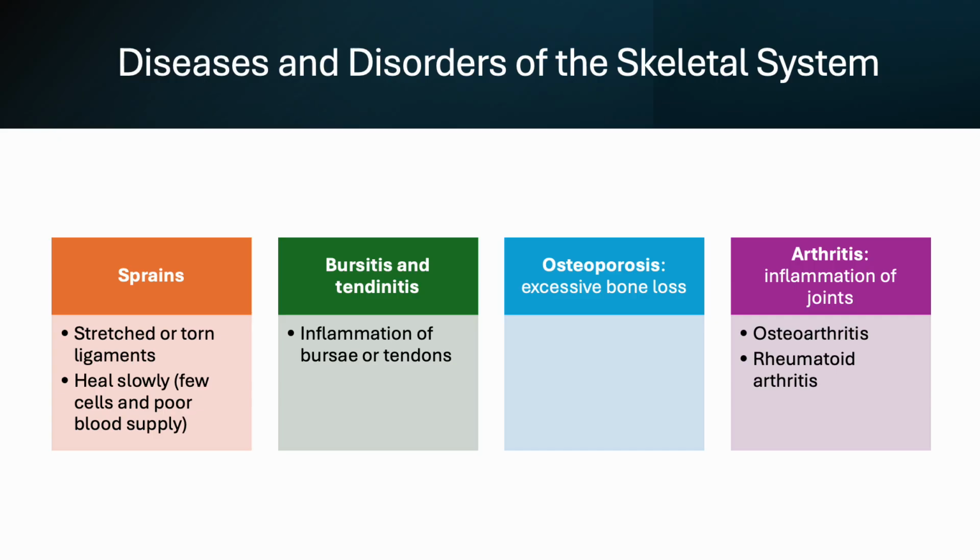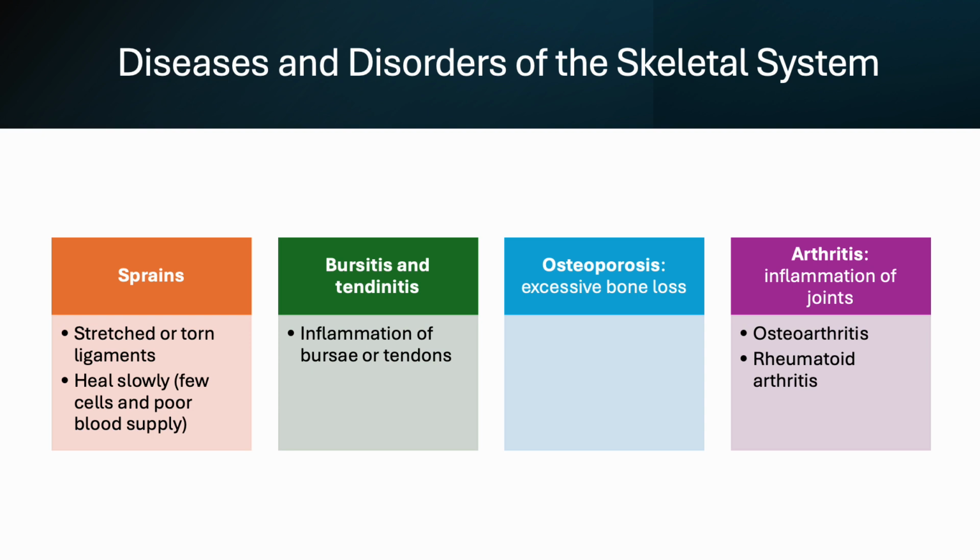Sprains occur when ligaments are stretched or torn, often in the ankle, and heal slowly due to poor blood supply. Bursitis and tendinitis involve inflammation of bursa or tendons, typically from repetitive motion or trauma, leading to pain, swelling, and reduced mobility. Osteoporosis is a widespread disorder marked by excessive bone loss, where bones become brittle and fragile and fracture easily. Arthritis refers to inflammation of the joints and comes in several forms.